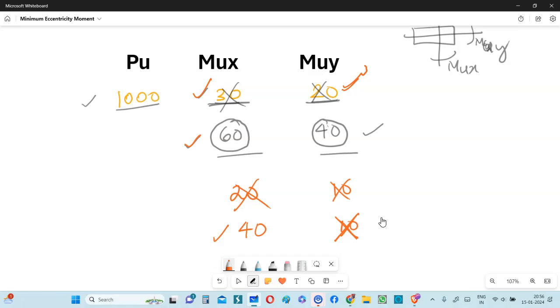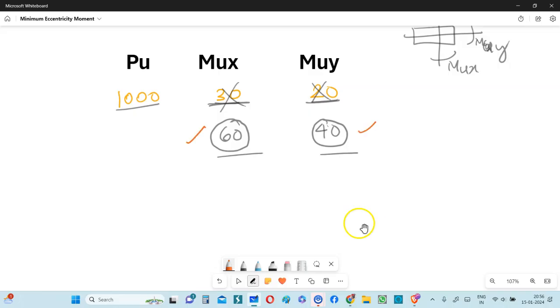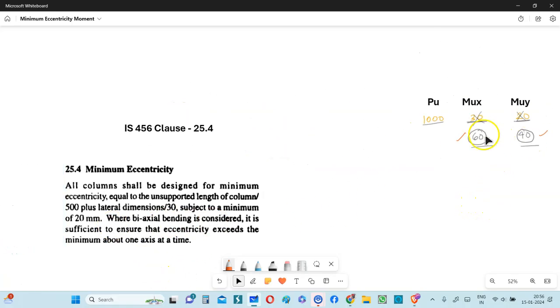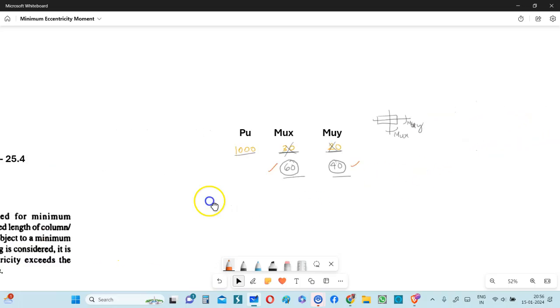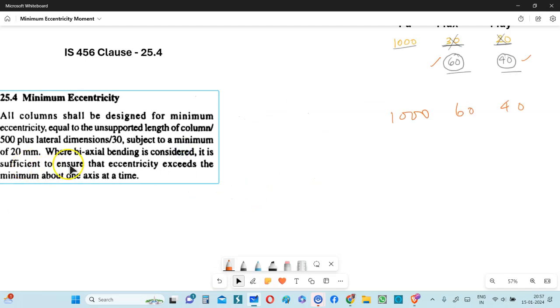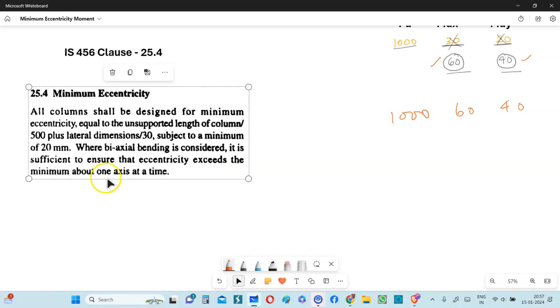Now, I want to bring your attention back to this case where both your eccentricity moments are more than your frame moments. In such a situation, if you look at textbooks and SP16, you will see that instead of 30, they will encourage you to take 60 and 40. Here is where I want you to read the code once more. It says, where biaxial bending is considered, it is sufficient to ensure that eccentricity exceeds the minimum about one axis at a time. So this means that you don't have to design for 1000, 60 and 40 at the same time.